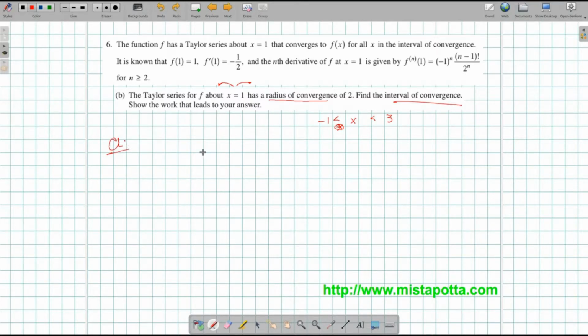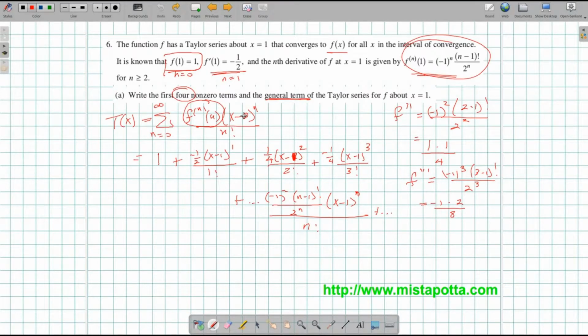So the first thing I'm going to do is check for convergence at x equals negative 1. So for our purposes, when x equals negative 1, remember that our generic term was negative 1 to the n. Actually let's go back here and get this formula real quick. So we've got this negative 1 to the n times n minus 1 factorial over 2 to the n, x minus 1 to the n over n factorial.